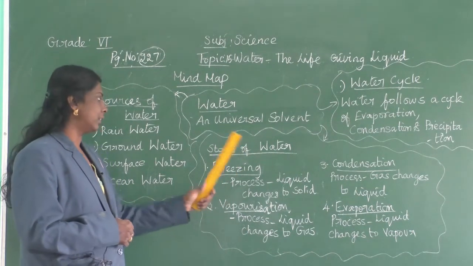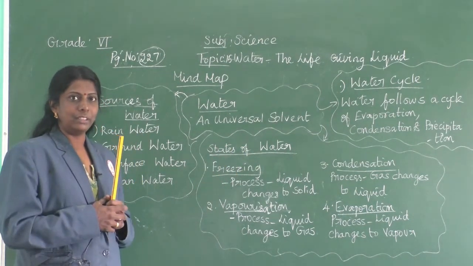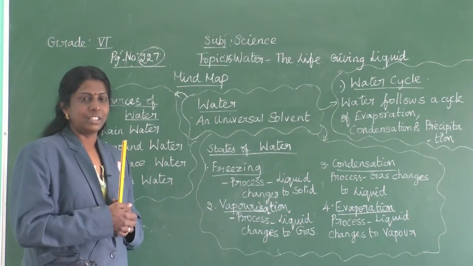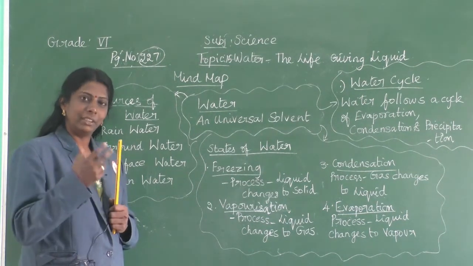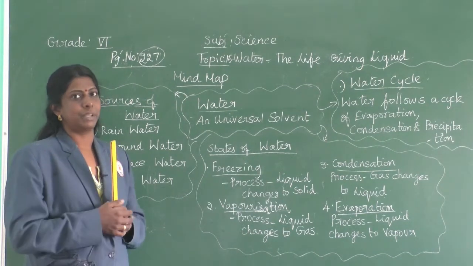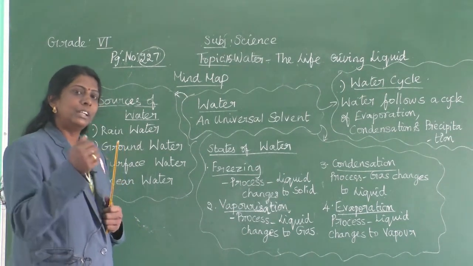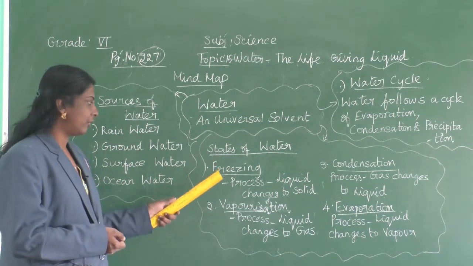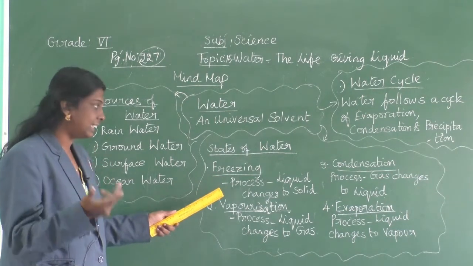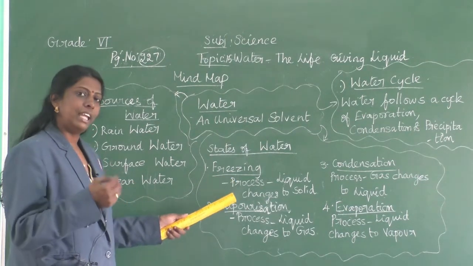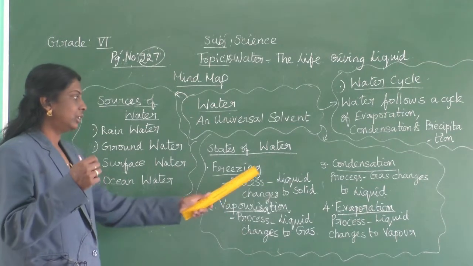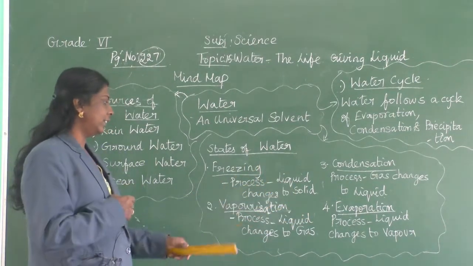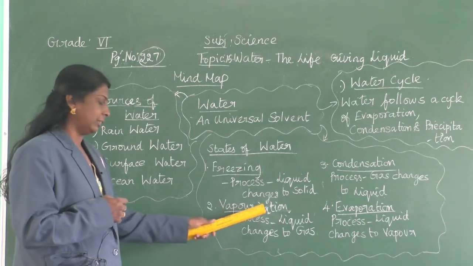Then about states of water. There are different states of water: solid, liquid and gas. Is it not? Solid, ice cubes; liquid, water; and gas, water vapor. So we are going to learn about different states of matter, and then about freezing. What do you mean by the process freezing? Freezing is a process where a liquid changes to solid.